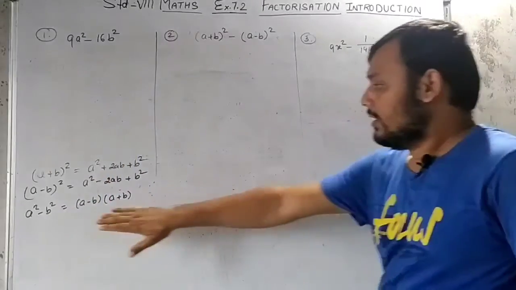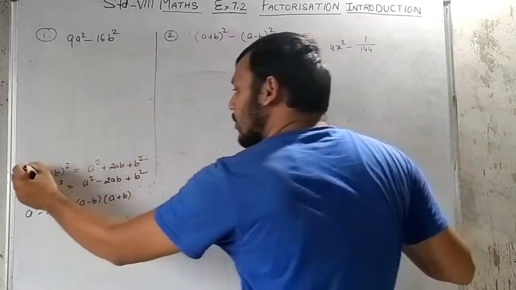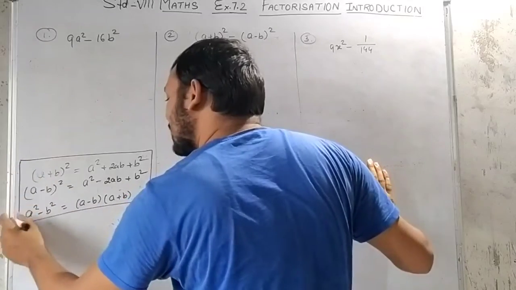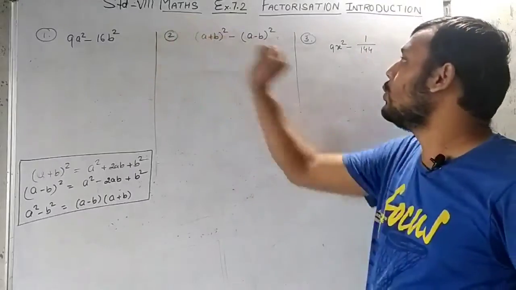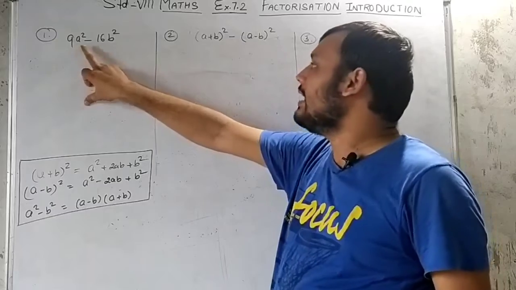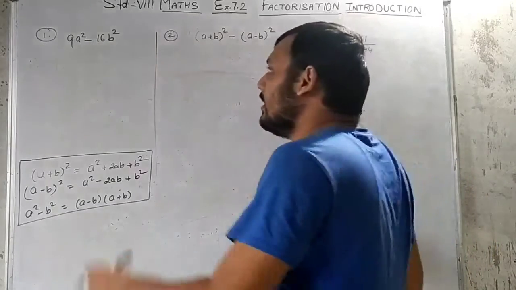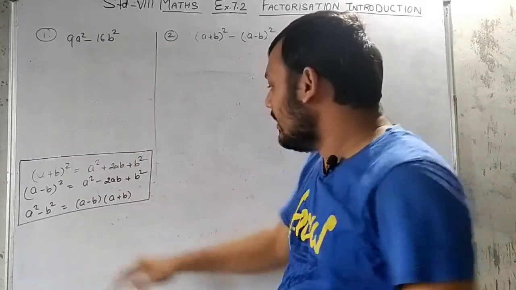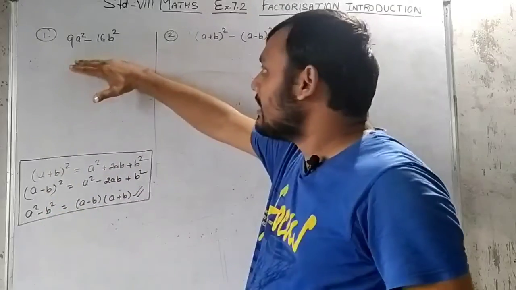So these are basically the three identities, and with the help of these three identities we are going to find the answers of today's questions of exercise 7.2. So the first question is 9a square minus 16b square. Is it of any format given here? Yes, it's the third one.